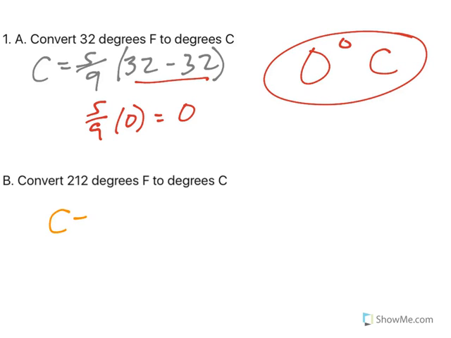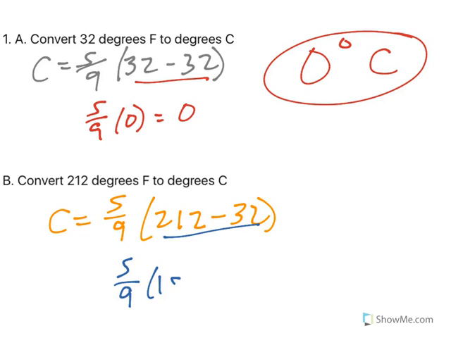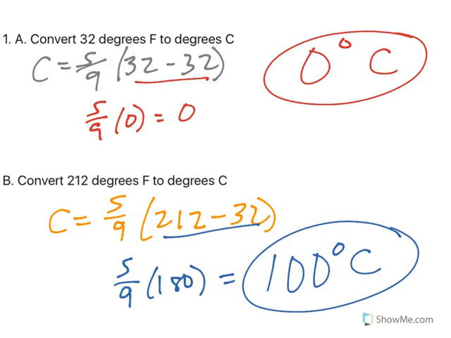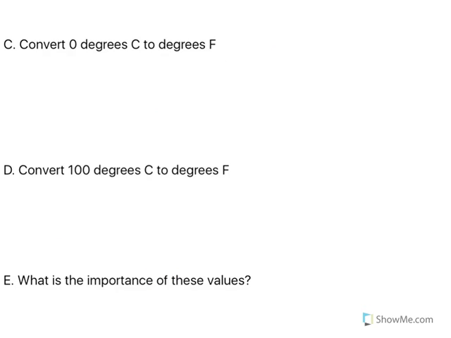So we would take Celsius is 5/9 times the degrees they give us minus 32. We work inside, so 5/9 times 180. And when I do that math, I end up with 100 degrees Celsius. All right, let's do a practice of going the other direction.